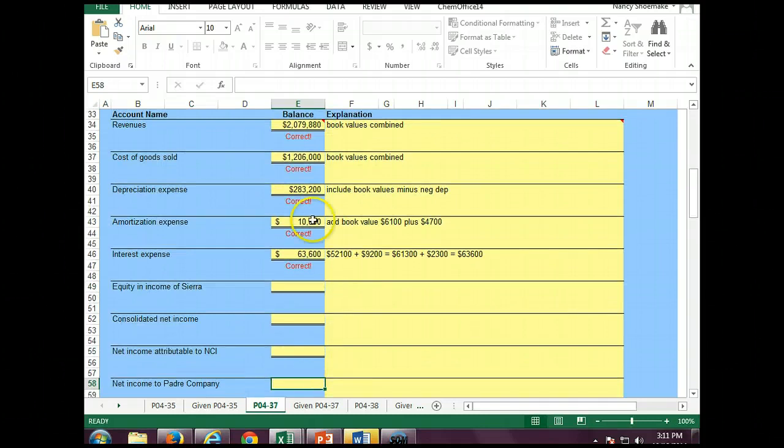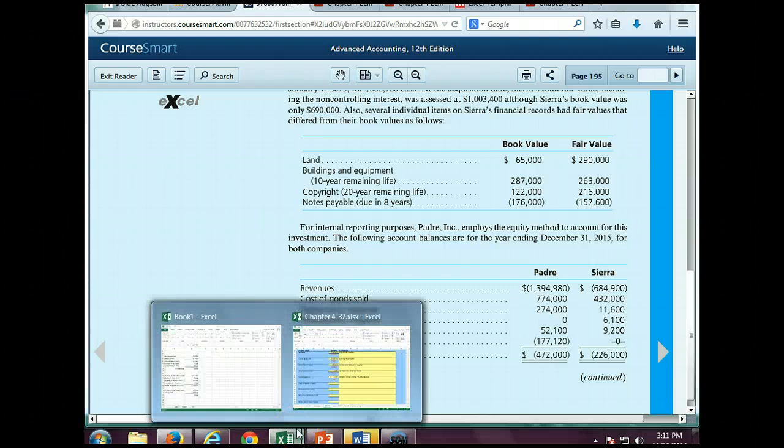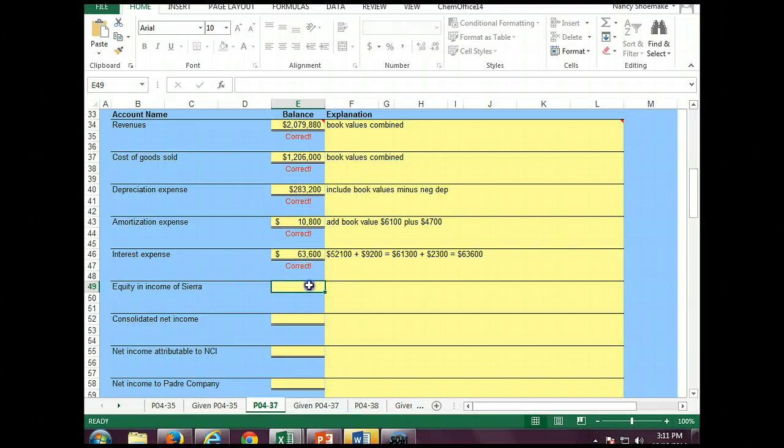Good. Now, equity in Sierra. What all do we need to do here? Equity in Sierra, 177,120. What do we need to do with this equity in Sierra? Are we allowed to show equity on the combined financial statements? No. Remember, we have to eliminate that. So what would we show here? We would show 0. We need to eliminate. Okay? Does that make sense?